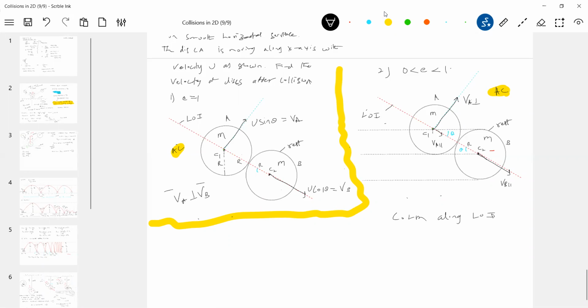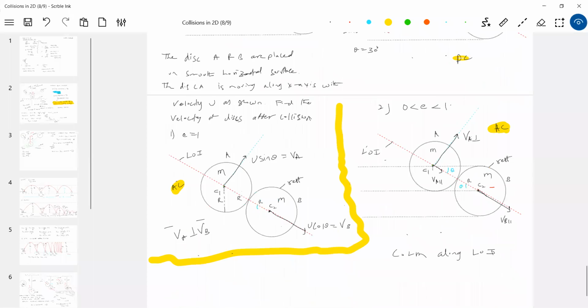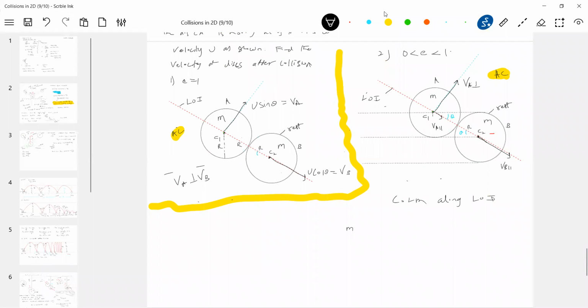What was the initial momentum? mu cos theta. Try to see here, mu cos theta along the line of impact. And what is this, sphere B? It was at rest. In the diagram, everything is visible. So the equation will be mu cos theta is equal to mVA parallel plus mVB parallel. Therefore, u cos theta equals VA parallel plus VB parallel. Now what is theta? Theta is 30 degrees, so we know the value of that: u root 3 by 2.